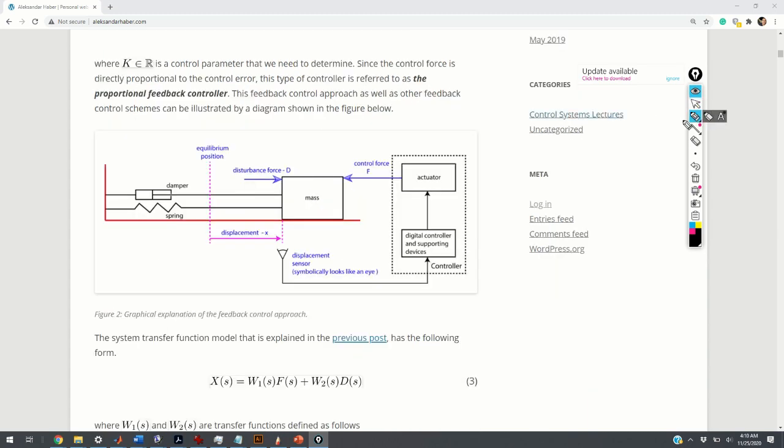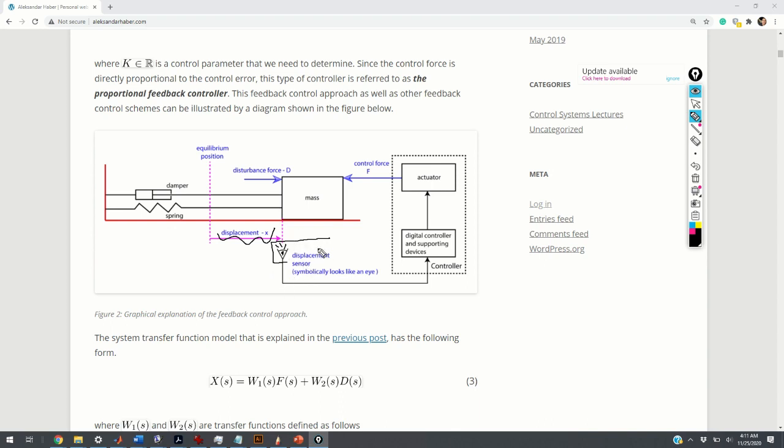Obviously, to achieve this type of control, we need to have feedback information in order to compute the error. That is, we need to have real-time or more or less real-time information about the displacement of the mass or the displacement of the object. For that purpose, we need to install a sensor. And here I have symbolically represented a sensor by an eye. Looks like a human eye. Okay, this is a pupil.